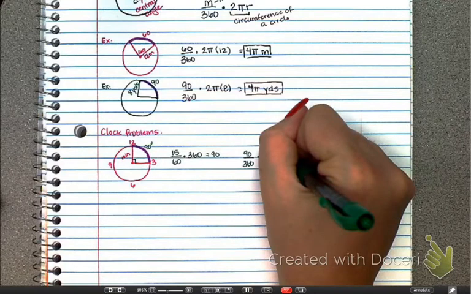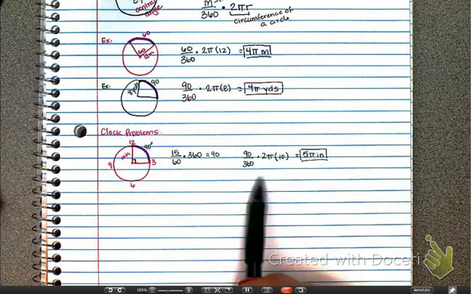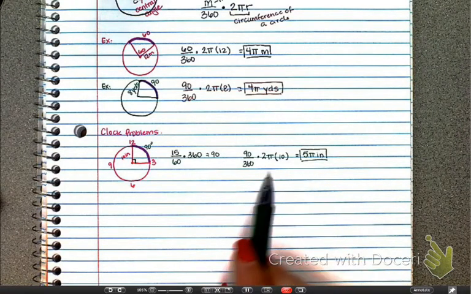Now I'm going to use my arc length formula. So there's an additional step with these ones. So my measure is 90 over 360 times 2 times pi times my radius, which is 10. Because the radius is 10. So 90 divided by 360 gives me what? Times 2 times 10. 5 pi what? Inches. So the length of that arc is 5 pi inches.